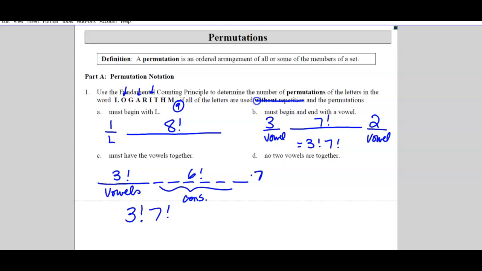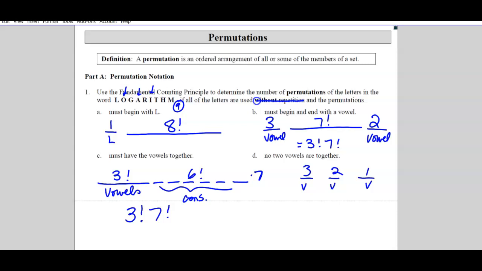So in any case, no two vowels together. Think about, we've got 3 vowels and 6 consonants. So I like to think about writing out the vowels here, okay? And so obviously 3, 2, 1 for those arrangements. But we've got to have them split up here, right?